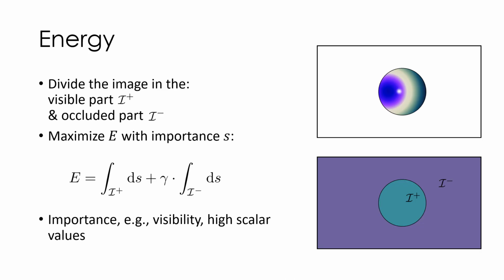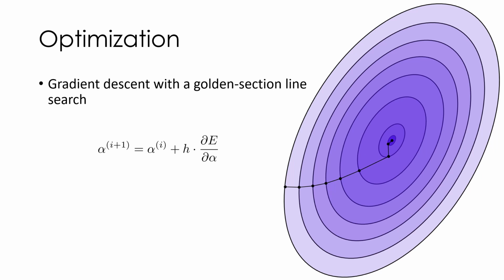In the following, we want to clarify the question of which energy we want to use to optimize the approaches and how we calculate the best parameter combinations. First, the image is divided into 2 regions. Firstly, the directly visible part, and secondly, the area that is responsible for displaying the hidden areas of the surface. Based on an importance function, the parts are integrated across both screen regions. Interesting importance functions are, for example, the total visibility or the display of high scalar values. To find the optimum, we use a gradient descent with a golden ratio line search.